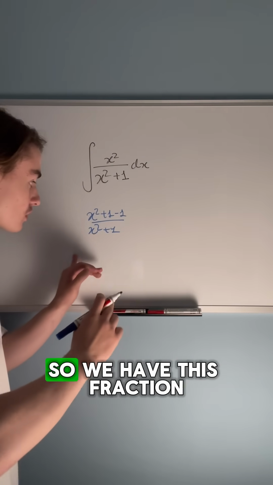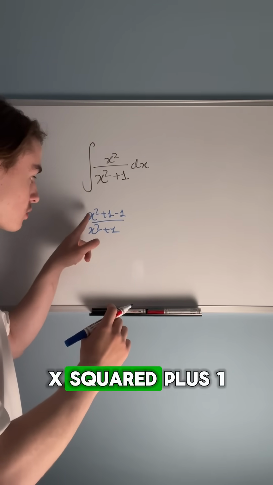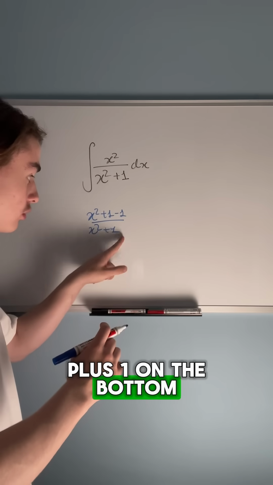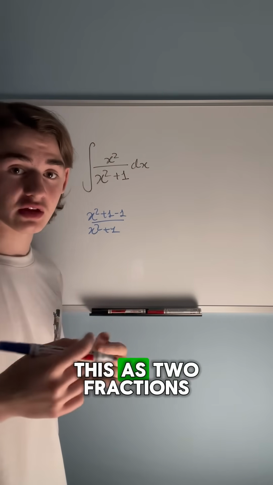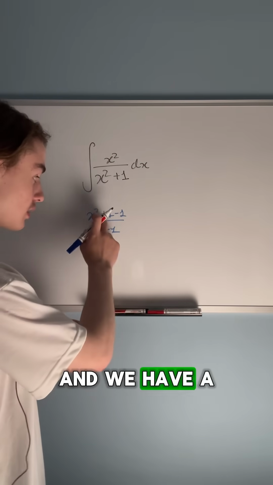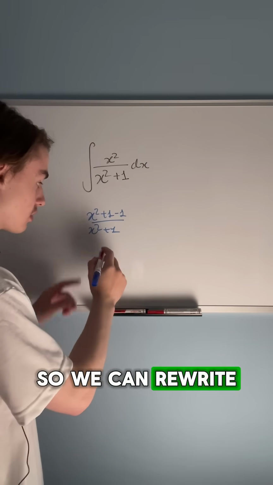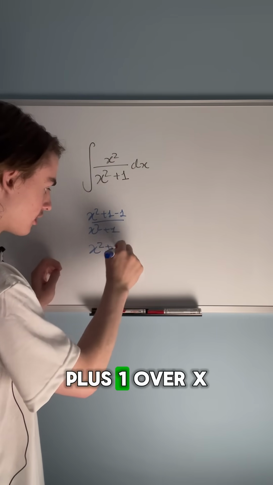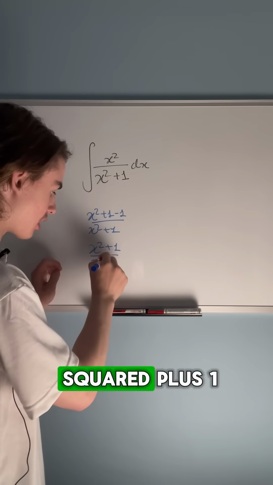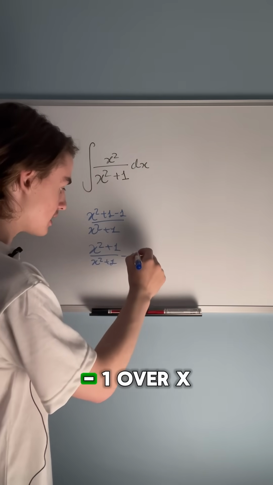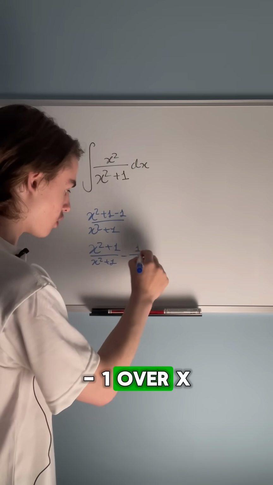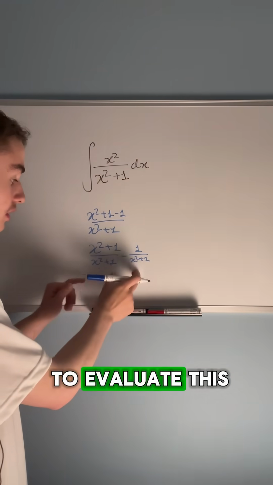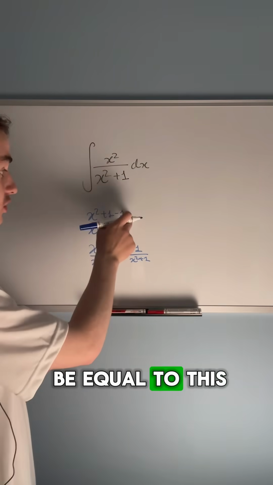So we have this fraction, x squared plus 1 minus 1 on the top, and then x squared plus 1 on the bottom. And we can rewrite this as two fractions because we have a subtraction here. So we can rewrite this as x squared plus 1 over x squared plus 1 minus 1 over x squared plus 1. Now, if you were to evaluate this, then it would just be equal to this.